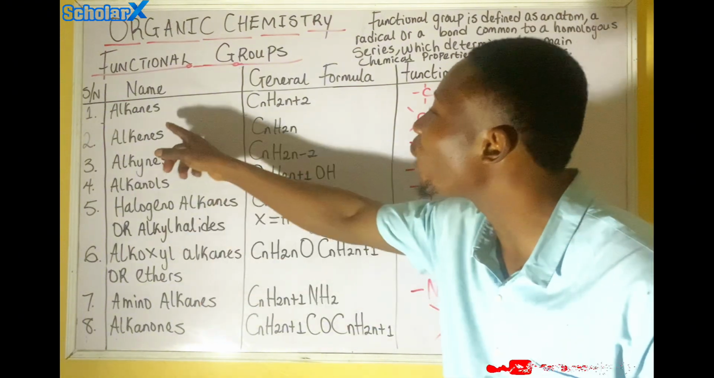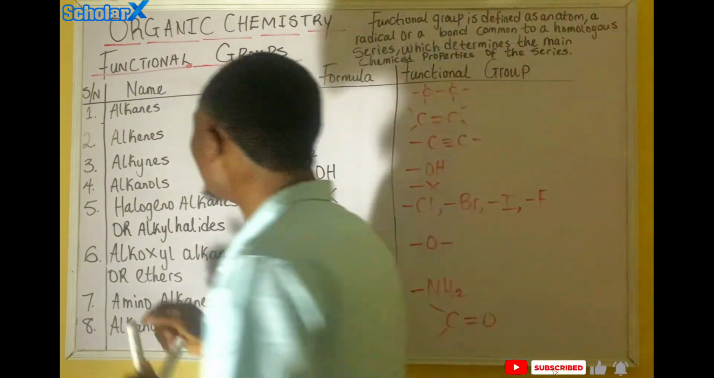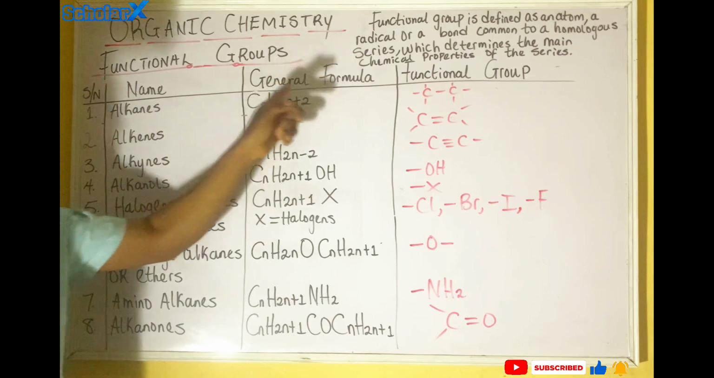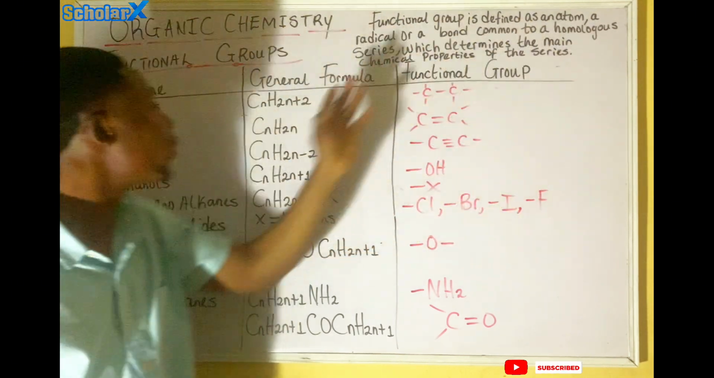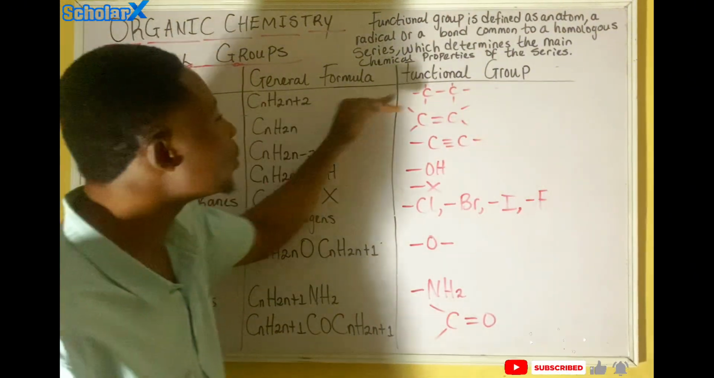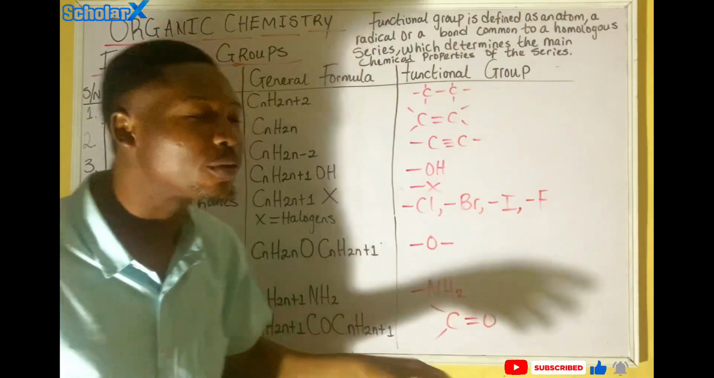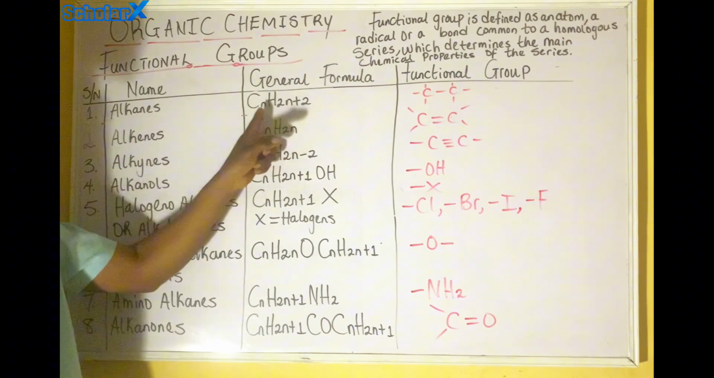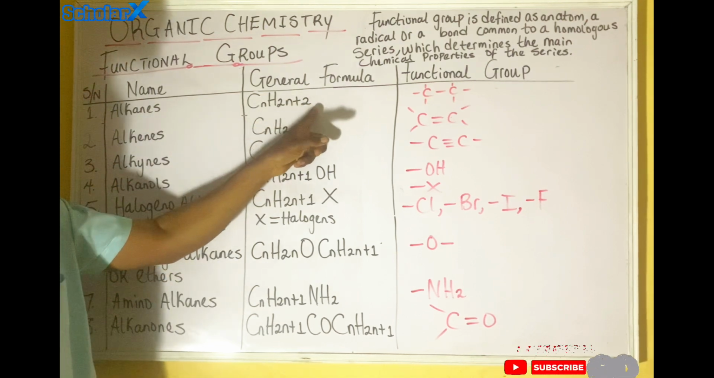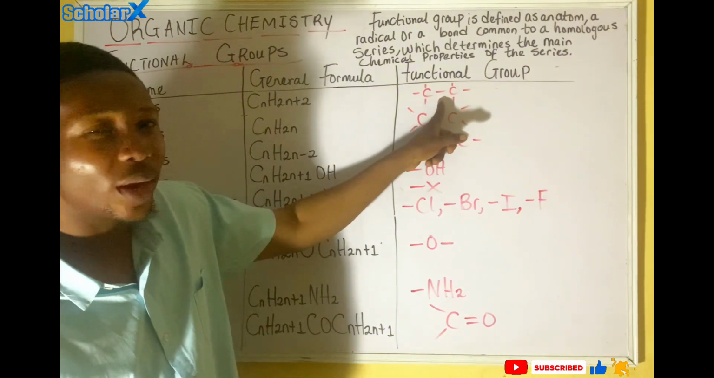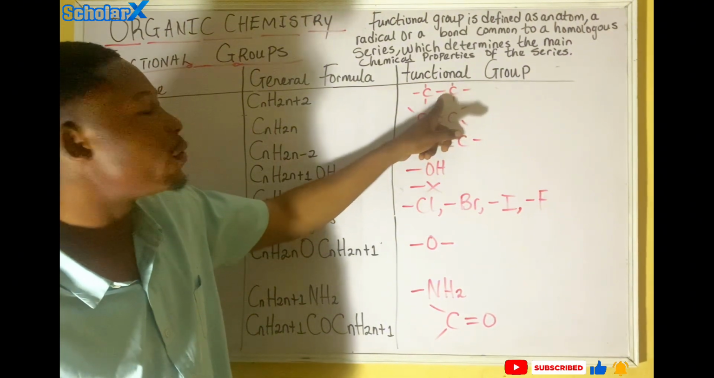Now, the first one is alkanes. If you look very well, alkanes have a general formula and they have a functional group. So we're not just going to look at the functional group. We're going to look at the name, the general formula, and the functional group itself. So alkanes have a general formula of CnH2n+2, and then a functional group of this.